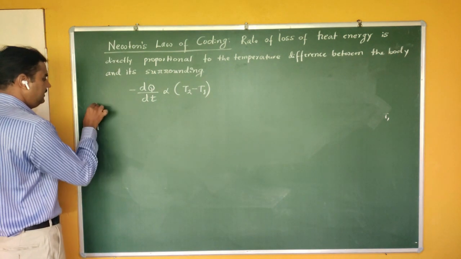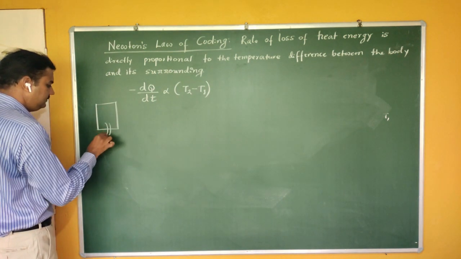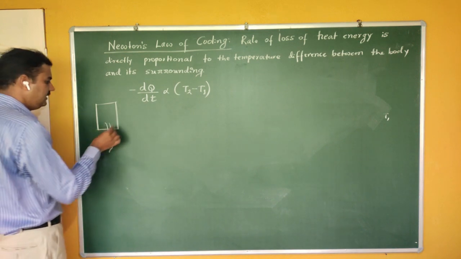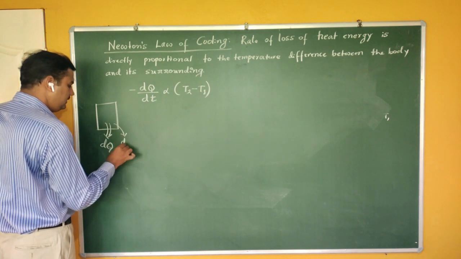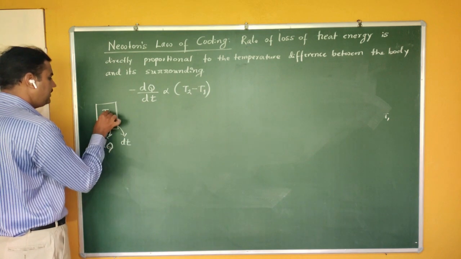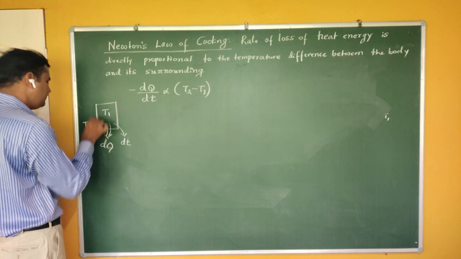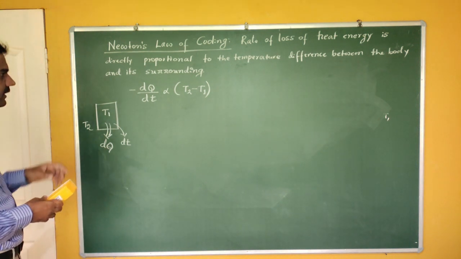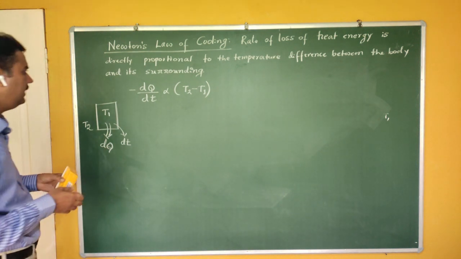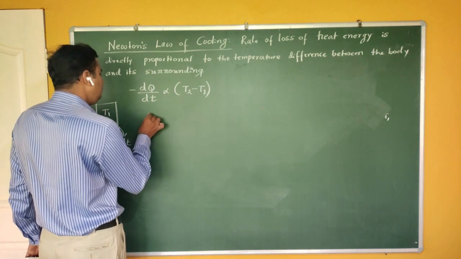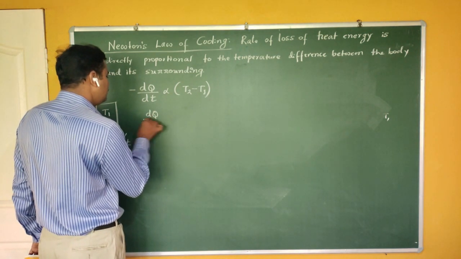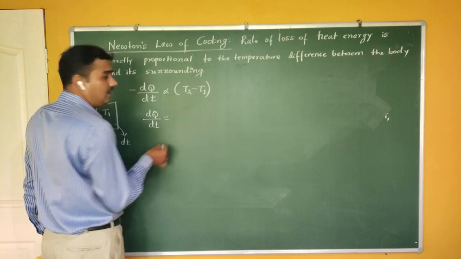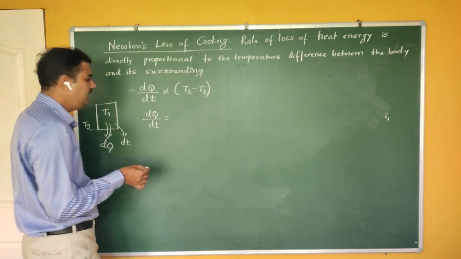Okay, so this is the amount of heat energy. dq is the amount of heat energy which is left out from the body in a time interval dt. If T1 is the temperature of the body, and T2 is the temperature of the surrounding, then dq by dt is directly proportional to T2 minus T1. So when quantities are directly proportional, you can make them equal by taking a certain proportionality constant.